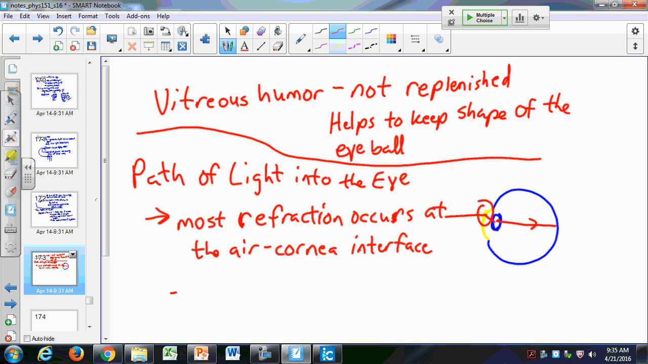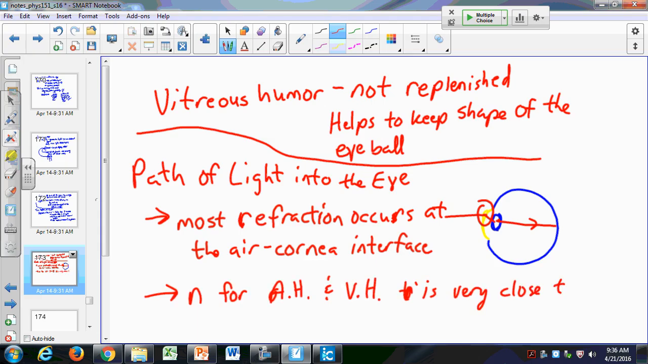They also mention here in this section, actually, that the index of refraction, that's our value for n, for the aqueous humor and the vitreous humor, that this is very close to that of water. All right.